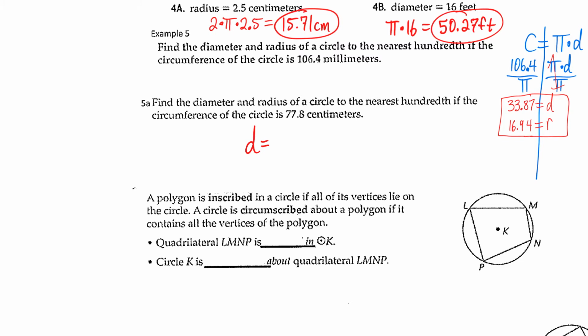Okay, so what do you get for the diameter? 24.76 centimeters, and then the radius, 12.38 centimeters.